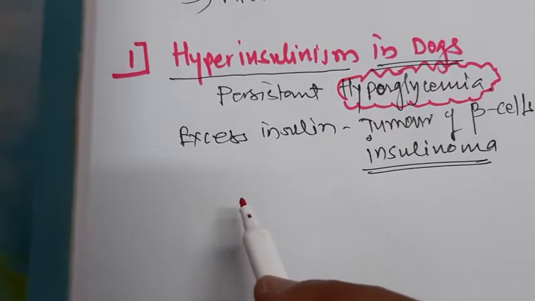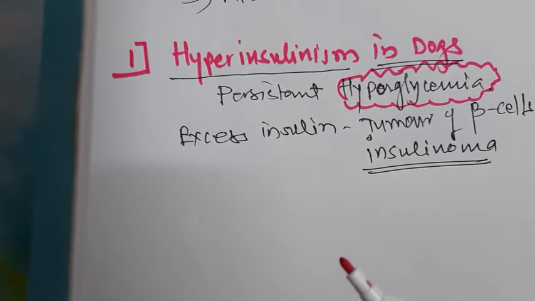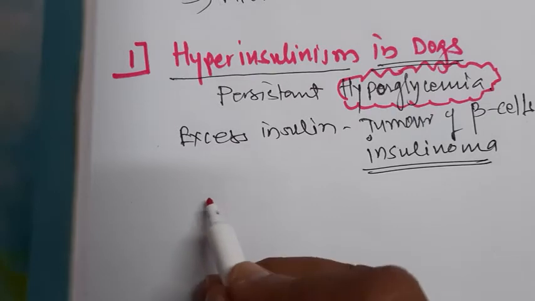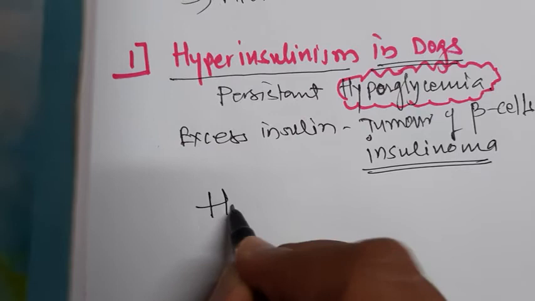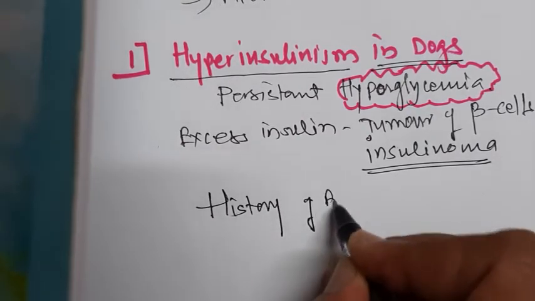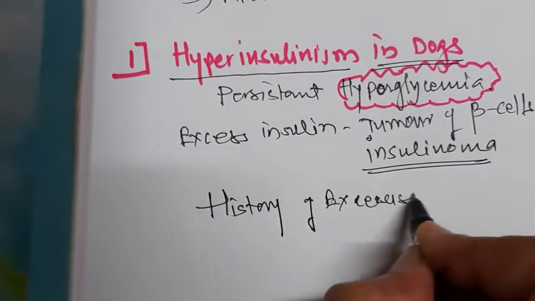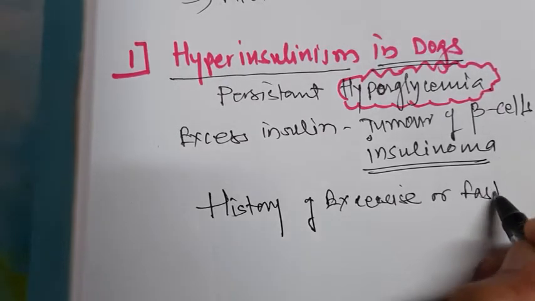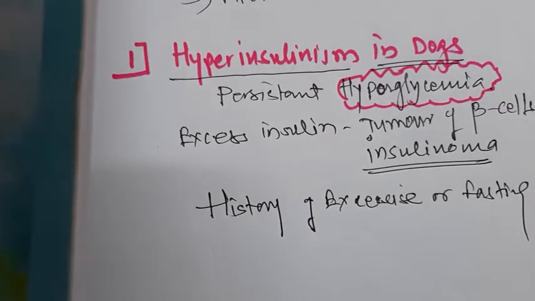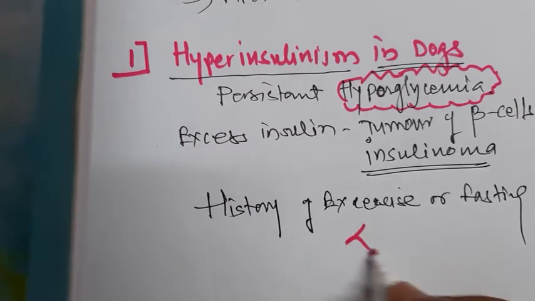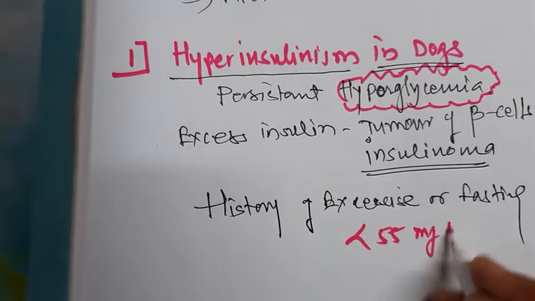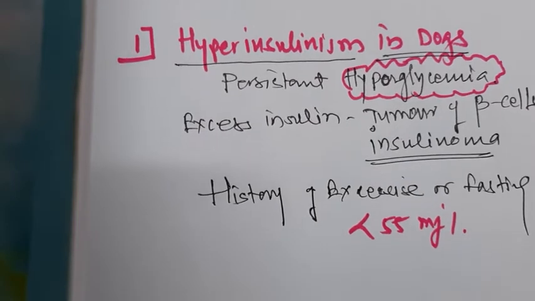Okay, so this particular condition is noticed after a history of strenuous exercise or fasting. If there is strenuous exercise, the dogs may show severe hypoglycemia. The blood sugar level may go less than 55 milligram %.